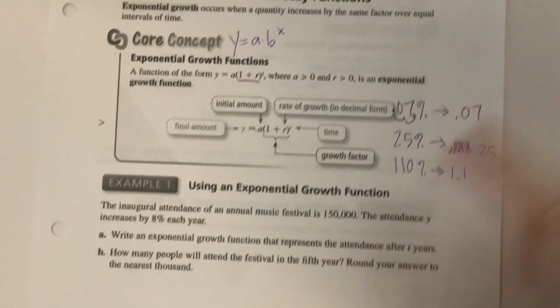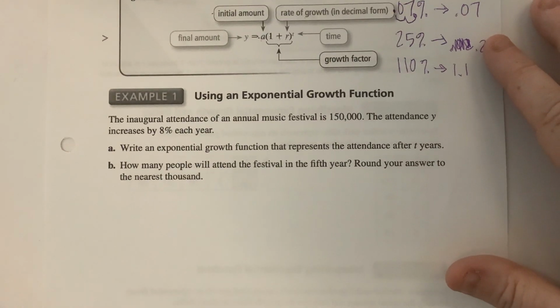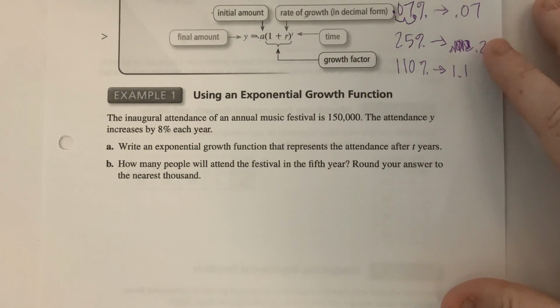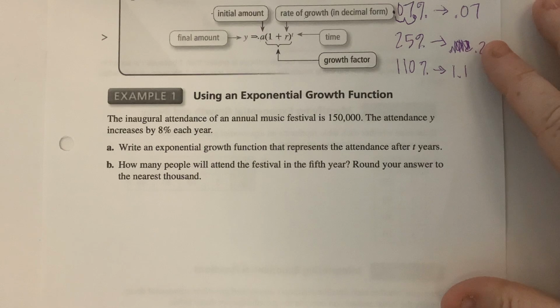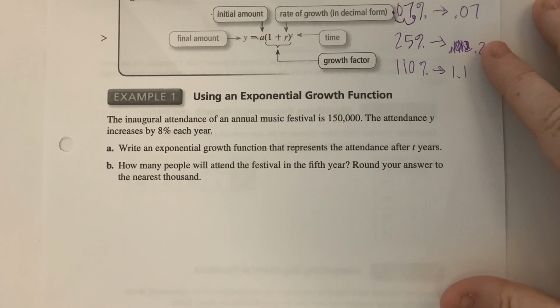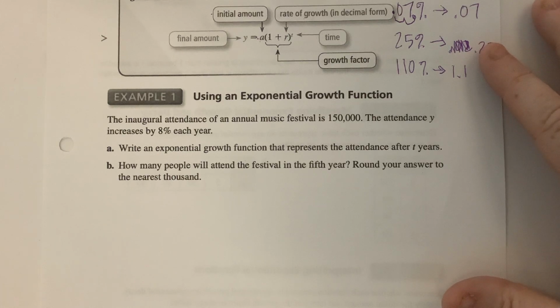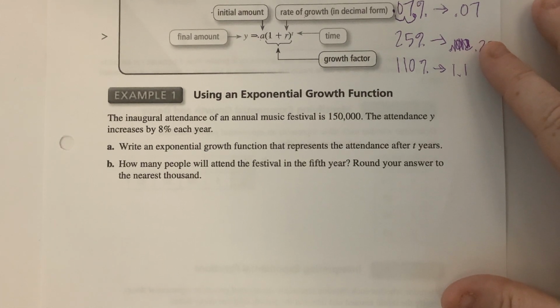So an example, we have example 1, we're looking at a word problem. The inaugural attendance of an annual music festival is 150,000. The attendance increases by 8% each year. So increases immediately tells us it's a growth function. So we need to write an exponential growth function that represents the attendance after t years.